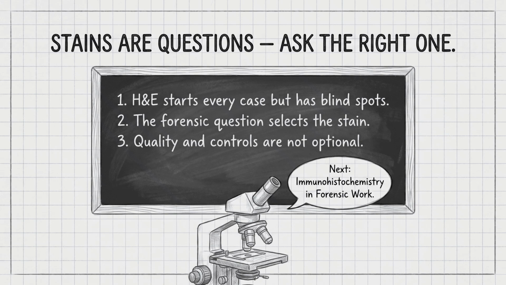For example, if we suspect a fungal infection, we use GMS. If we're looking for early myocardial infarction, we might use a special stain for glycogen or enzymes. This deliberate approach ensures that we are effectively and efficiently extracting the most relevant information from the tissue. It's about precision and purpose in every step of the process.